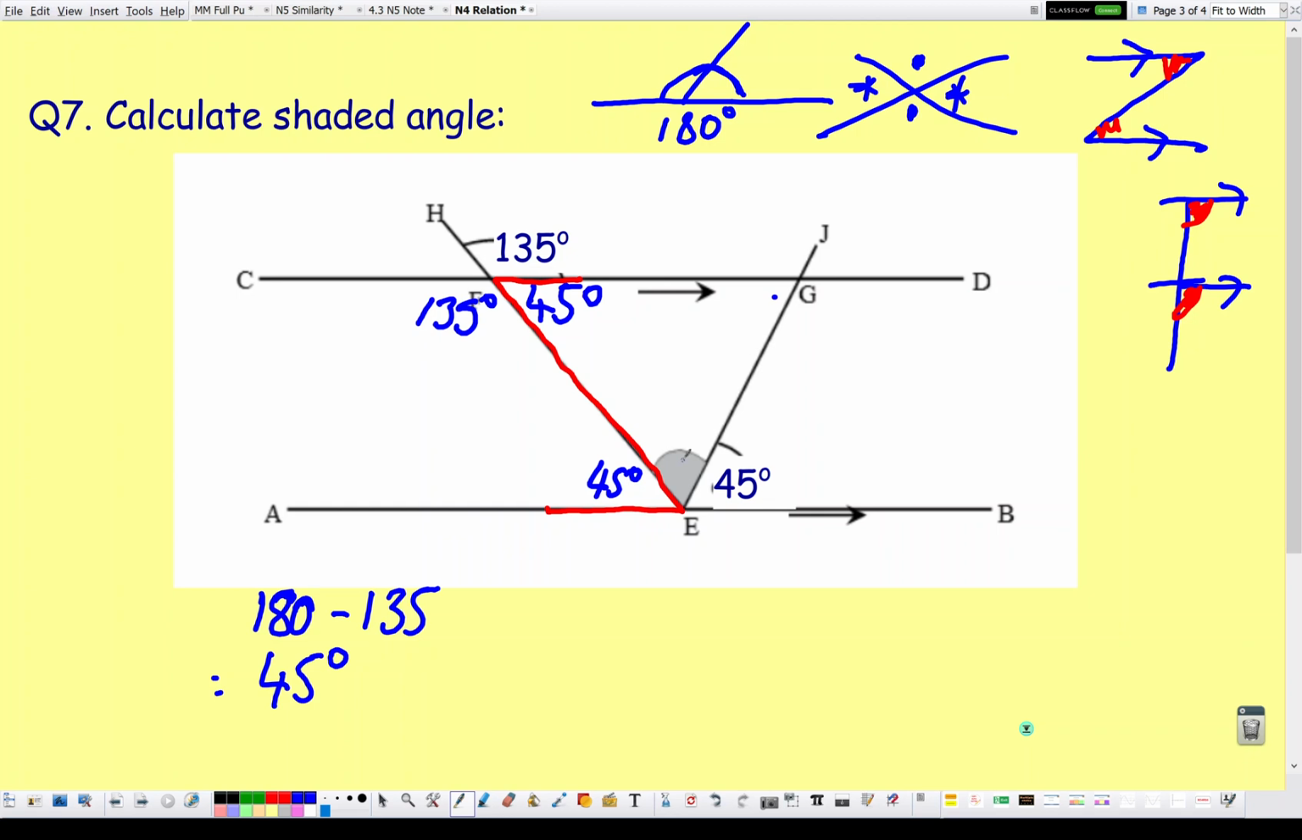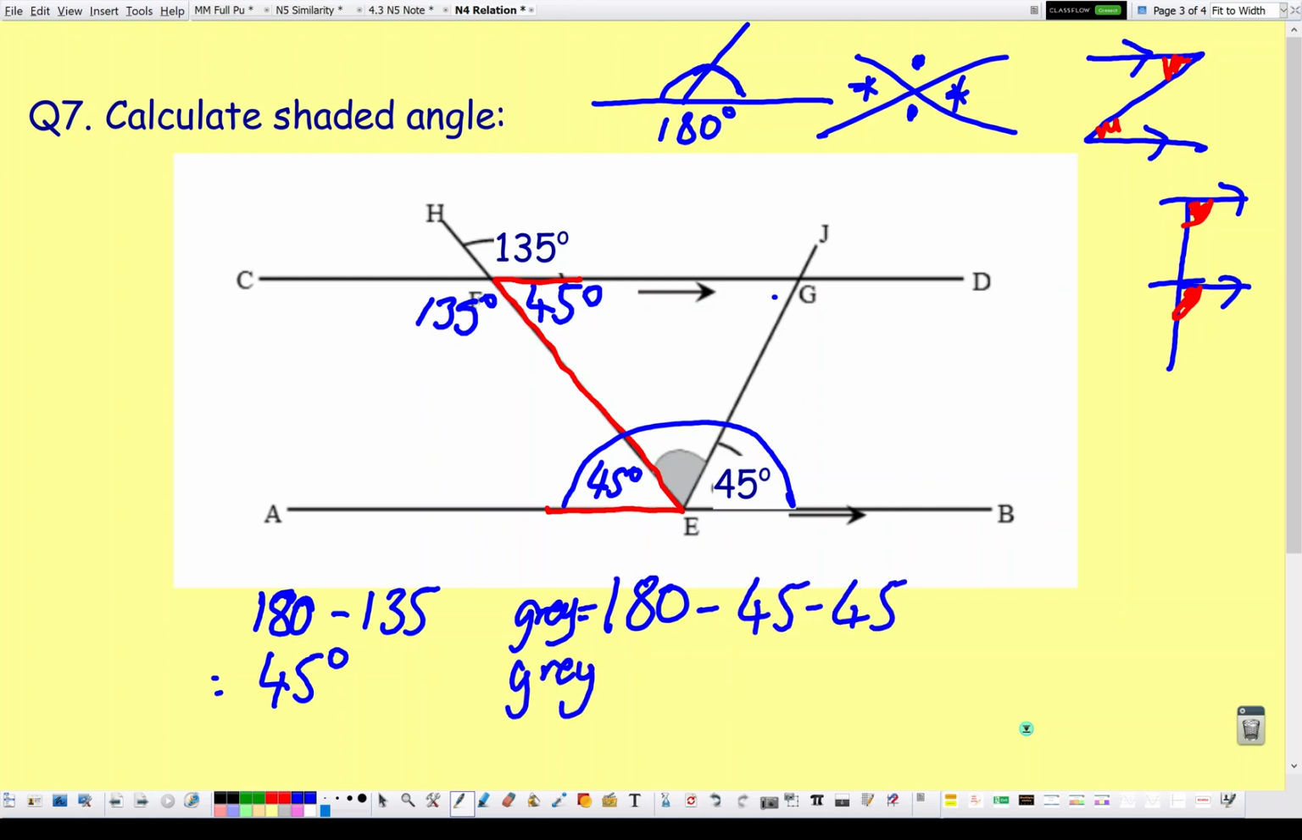So now that means that to find this grey angle, I know that the three of these add up to give 180 degrees. So I can find the shaded angle by doing 180 minus 45 minus 45. So that's actually 180 minus 90. So that's just 90 degrees, that angle. And that's my final answer.